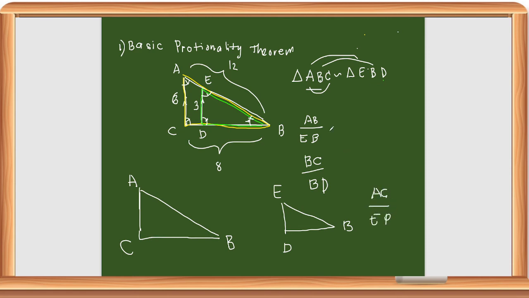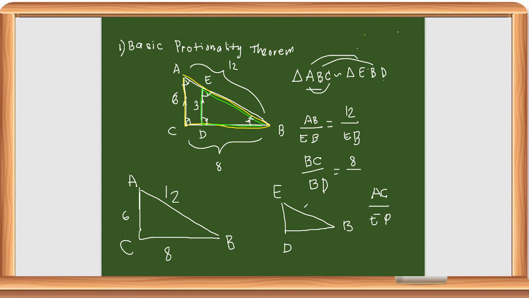Now, tignan natin yung mga given. AB is 12. EB is, where's EB? Hindi natin alam. Okay, so lagay natin, aalamin pa natin mamaya. Okay, and then here, BC is 8. And BD is, hindi rin natin alam, no? Walang nakalagay. Ito is 8. This is 6. This is 12.